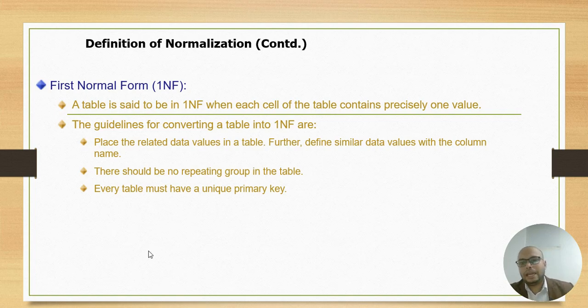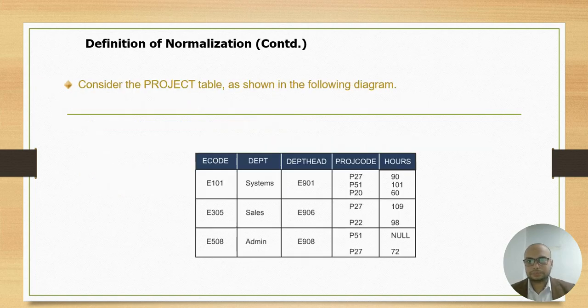Okay. Every table must have a unique primary key. As I told you in the previous sessions, in previous videos, what do you mean by primary key, right? The primary key is the identifier for any table. A primary key is always unique. A primary key never supports duplicate values. A primary key never supports null values. That's why a primary key is always unique.